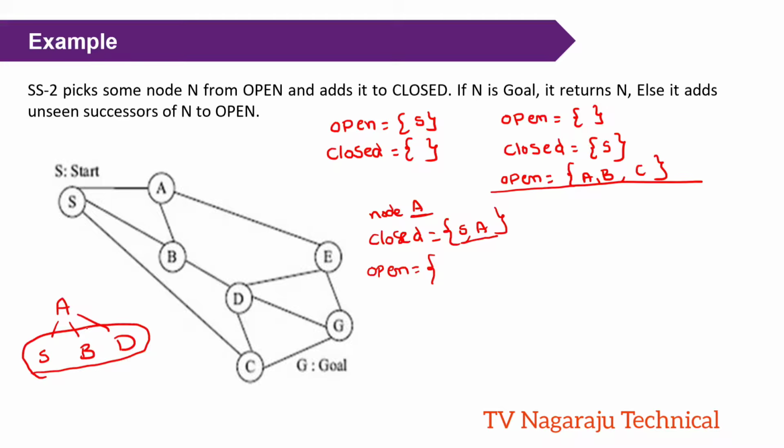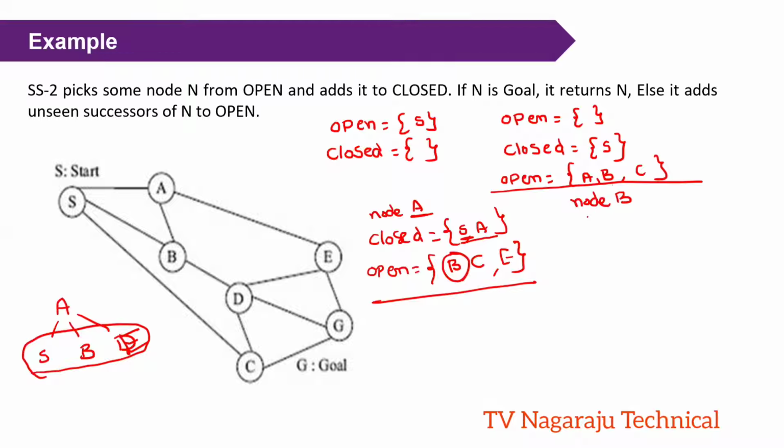Now my open consists of B comma C comma E. You got the point? Understand the thing carefully. If the node is already in the closed, no need to place it again. This is iteration 2. So in the next iteration, you are picking node B.